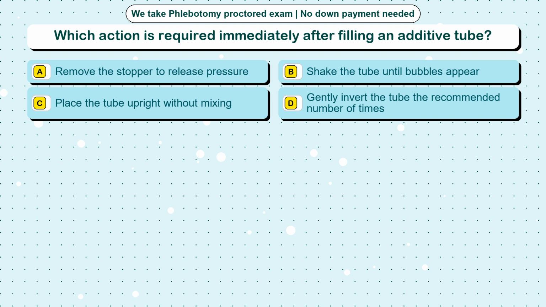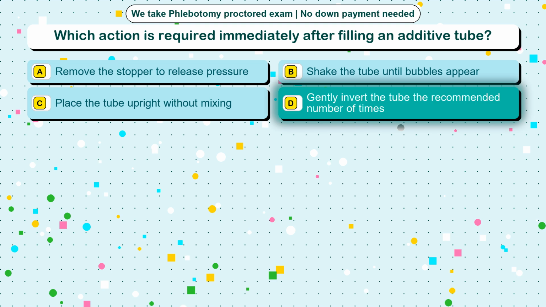Option A, remove the stopper to release pressure. Option B, shake the tube until bubbles appear. Option C, place the tube upright without mixing. Option D, gently invert the tube the recommended number of times. The correct answer is option D, gently invert the tube the recommended number of times.